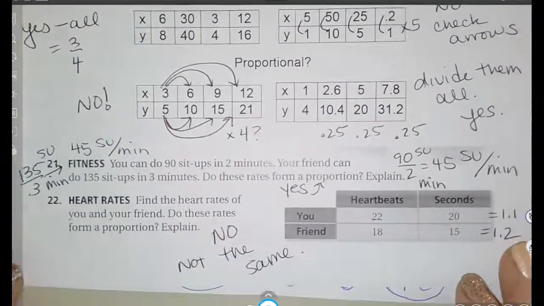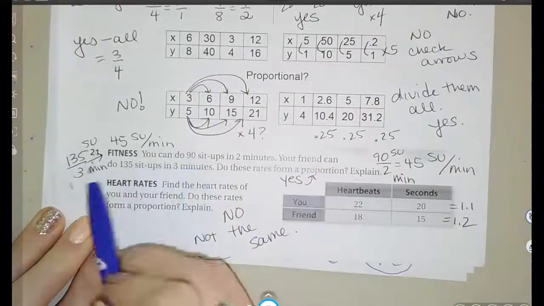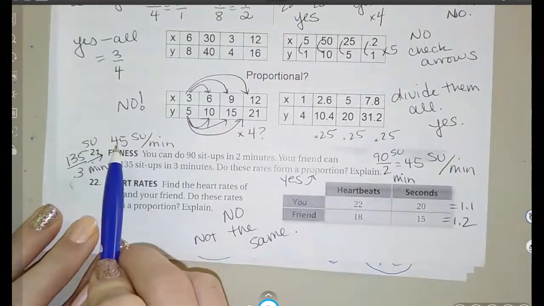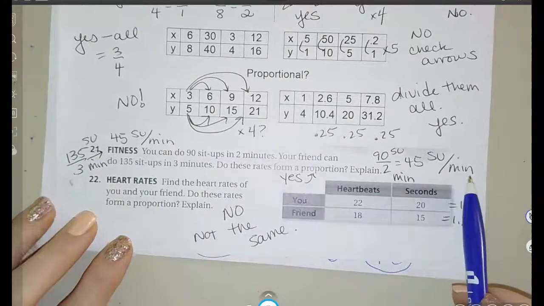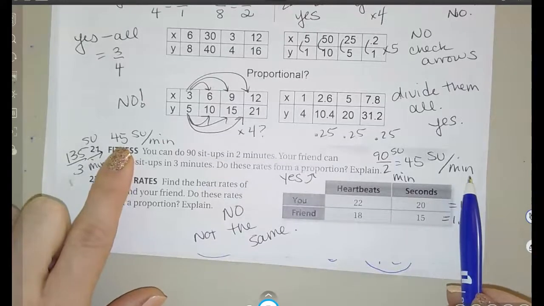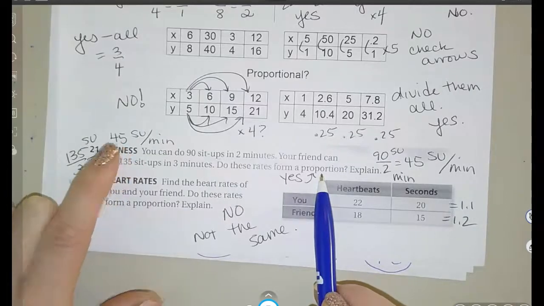Okay, so let me zoom out a teeny bit. For number 21, I divided and got the unit rate for both of these, and I got 45 sit-ups per minute, 45 sit-ups per minute. So I got the same unit rate, so my answer would be yes, they're proportional there in number 21.